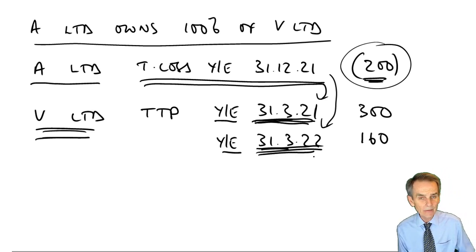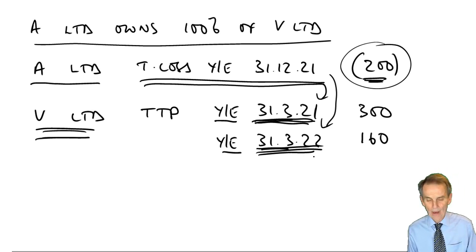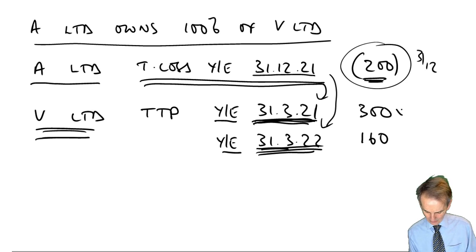Whether you can relieve all of that loss will then be dependent on the amount of profit within the claimant company. So we need to match those corresponding periods. So the year ended December 21, how much of that falls within the year ended March 21? Well, we've got, of course, 3 months. So 3/12 of that loss can go against 3/12 of that profit.